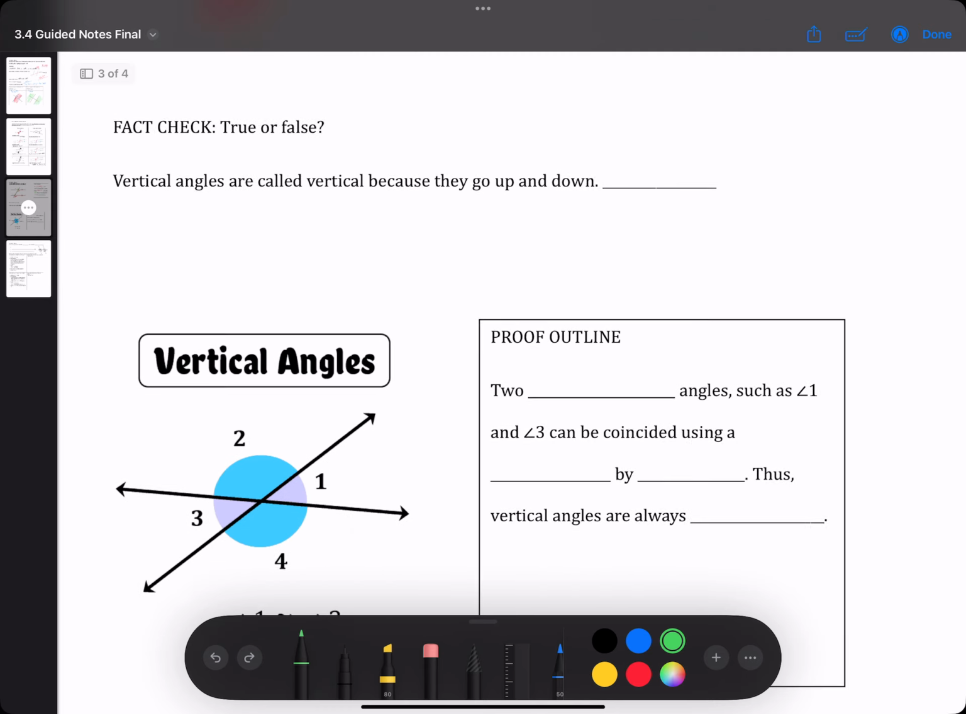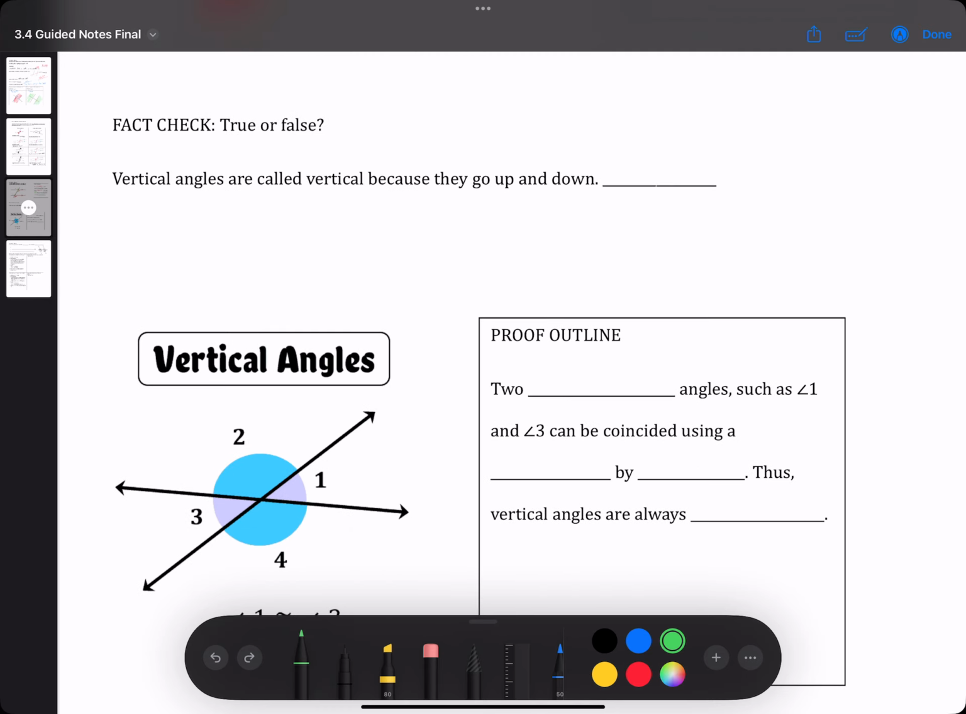True or false? Vertical angles are called vertical because they go up and down. The answer to this is very much false. It has nothing to do with it. This is something I said in the last video. They're just the same word. Vertical can mean up and down, or vertical can mean opposite from each other in this bow tie shape. They both mean totally different things, but have the same word for some reason. Just wanted to clarify that.